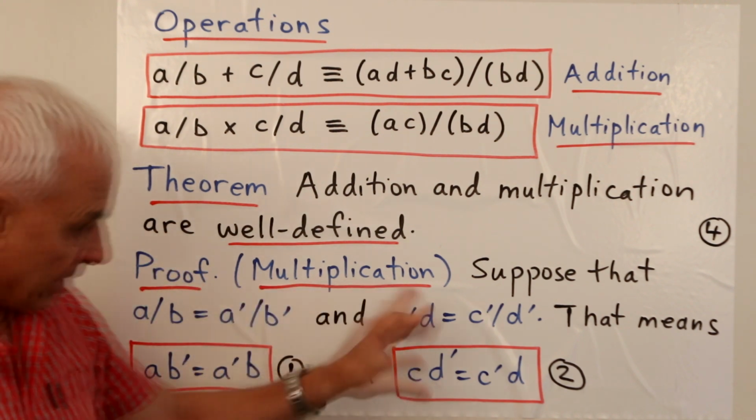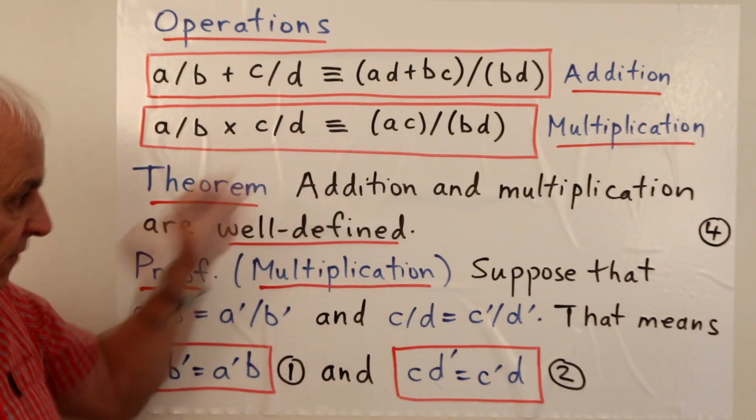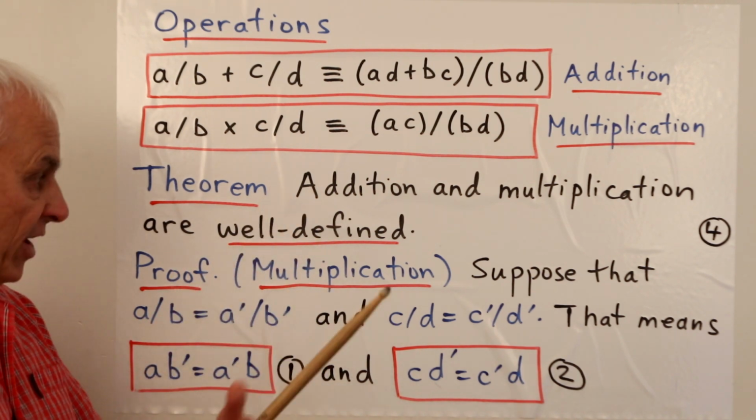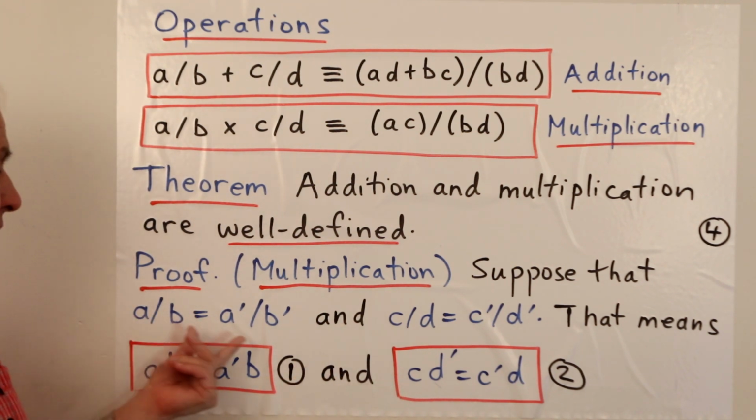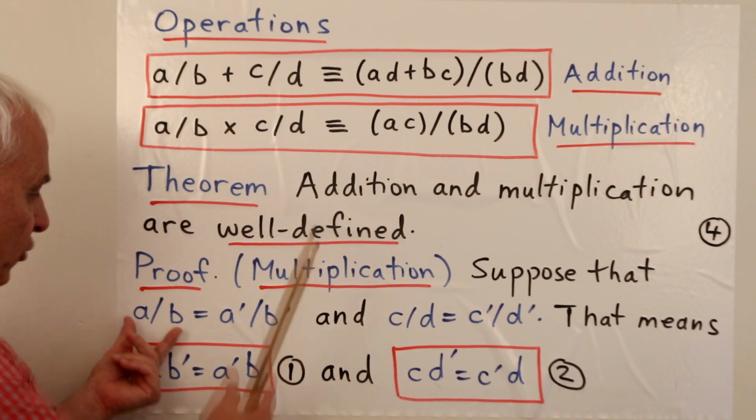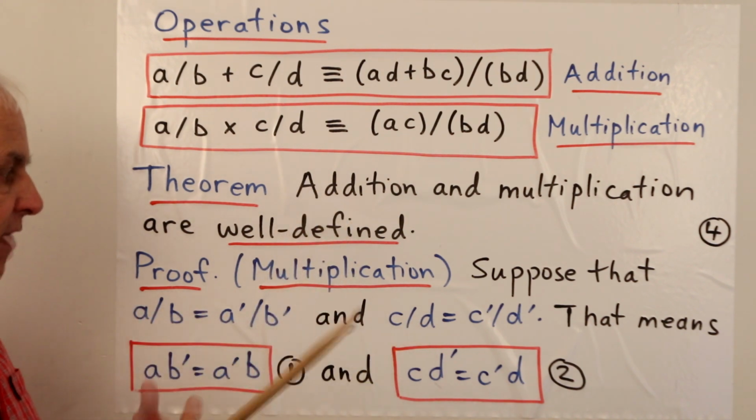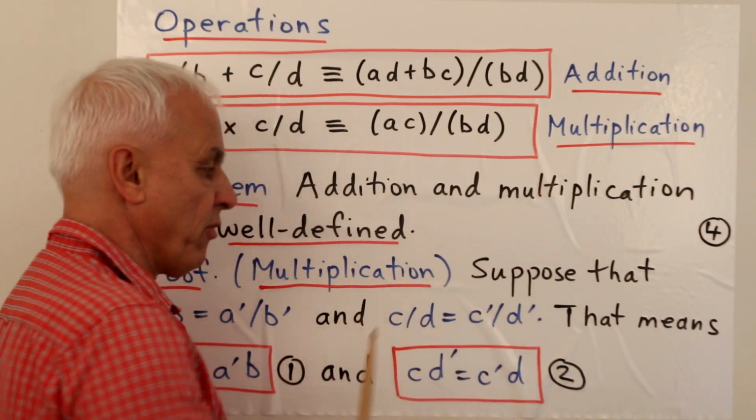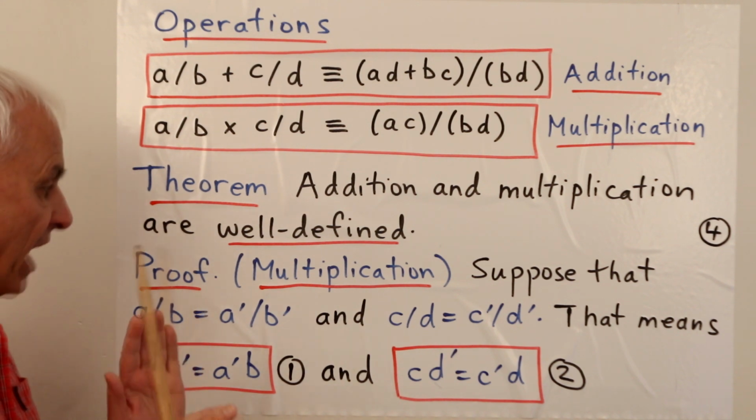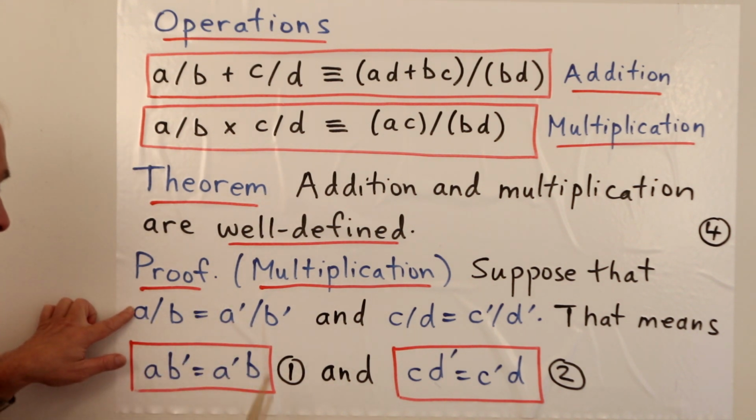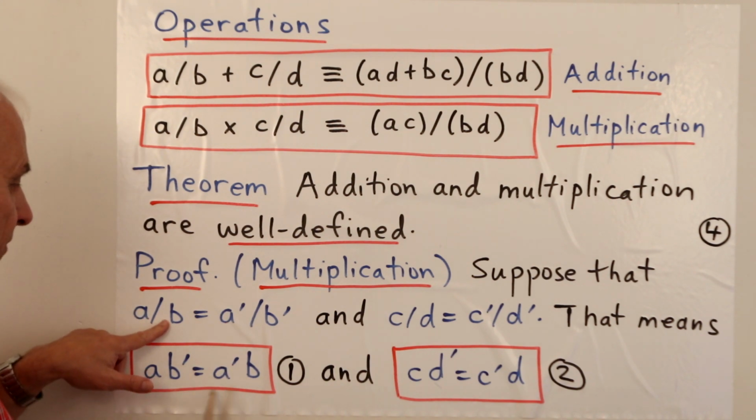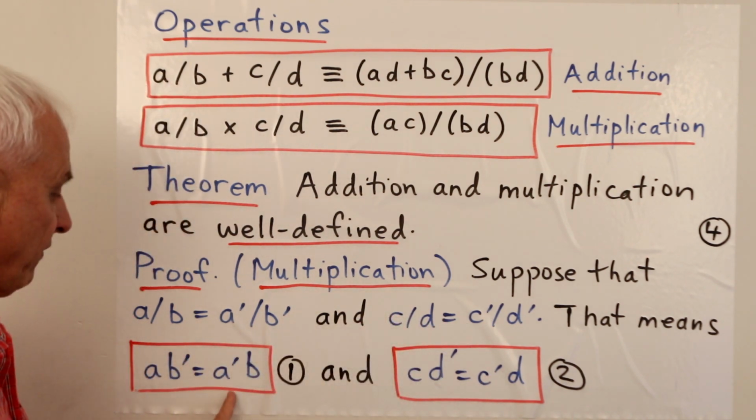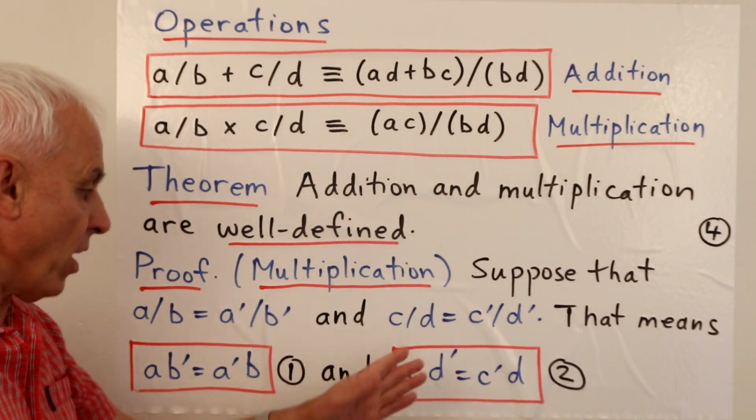Okay, so let me clarify that. We'll do the multiplication first, which is a little bit easier. So I want to show you that multiplication is well defined. So how do we set that up? Suppose that a over b equals a prime over b prime. So these are two different representations of the same fraction. And over here we have another pair, c over d equals c prime over d prime. Now what does that actually mean? So the equality means that a times b prime equals a prime times b. And this equality means that c times d prime equals c prime times d. We're going to have use for these two things, so let's call them condition 1 and condition 2.